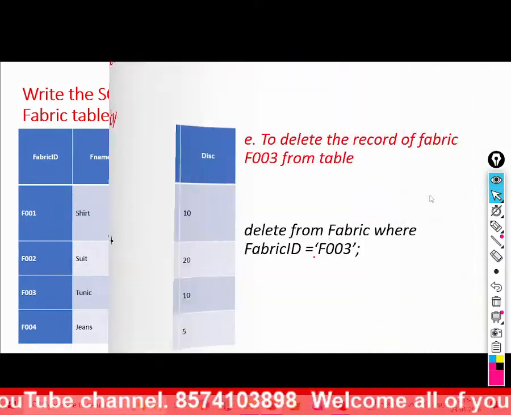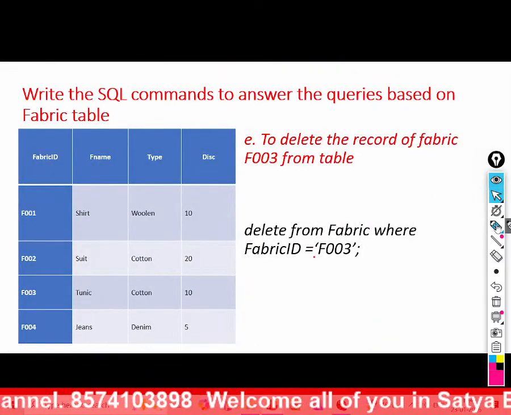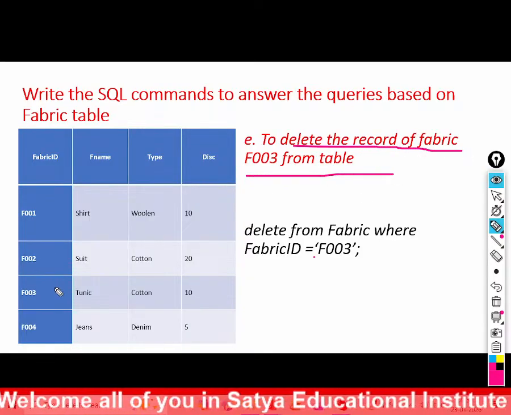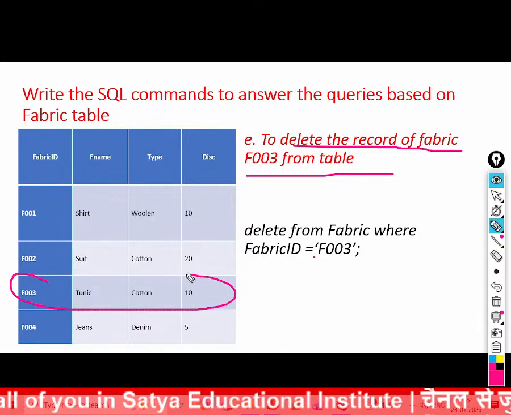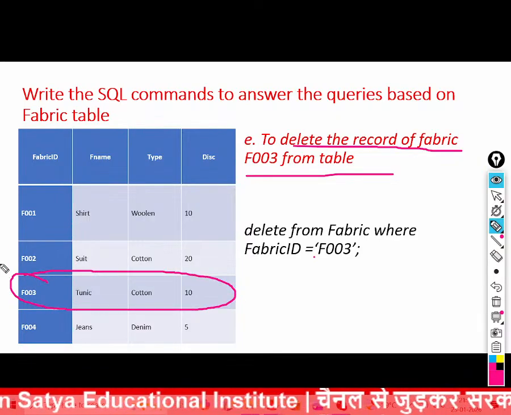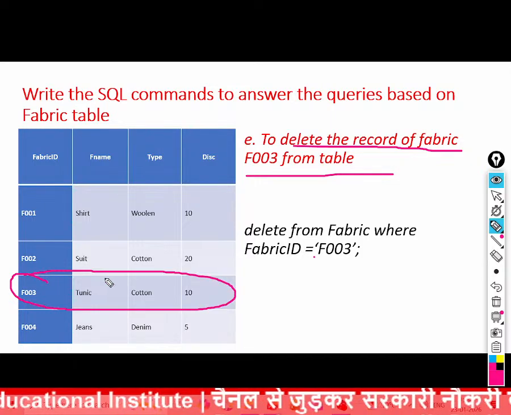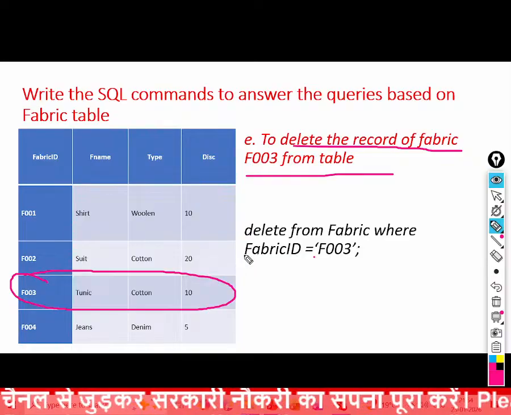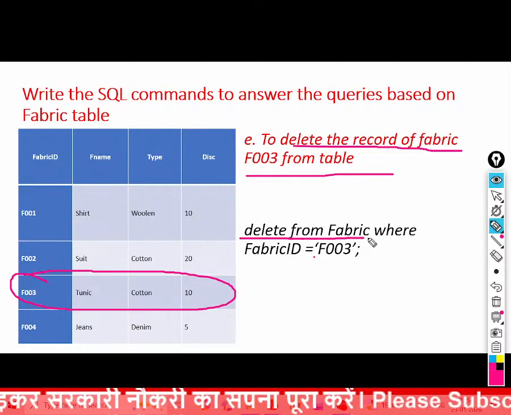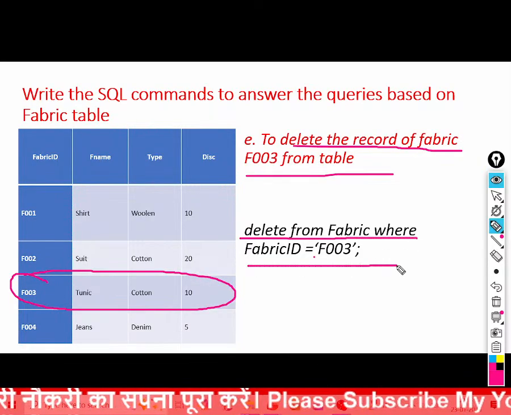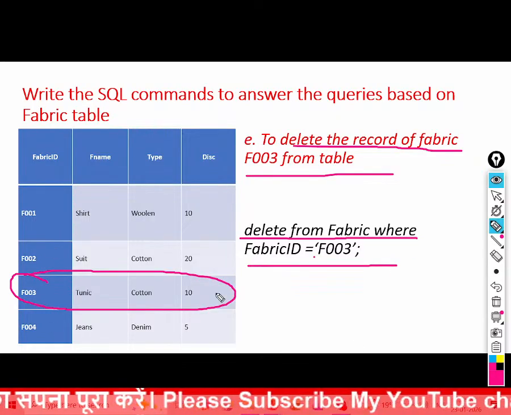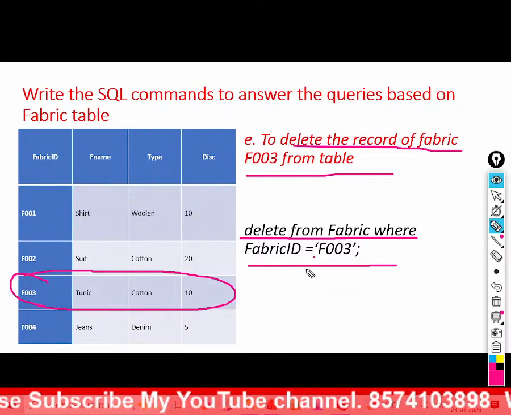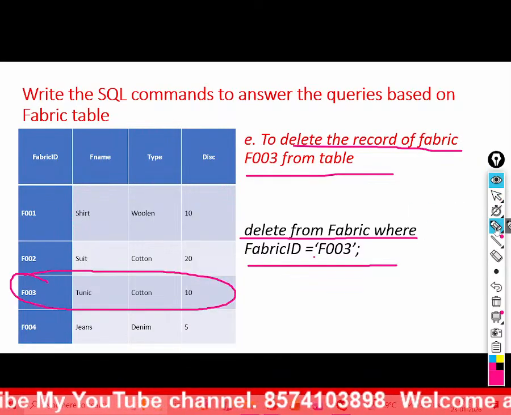Now the last query is to delete the record of fabric F003 from the table. It means you want to delete this record from the fabric table. Then you have to write the code: DELETE FROM fabric WHERE fabric ID = 'F003'. Again, note: DELETE FROM fabric WHERE fabric ID = 'F003'.